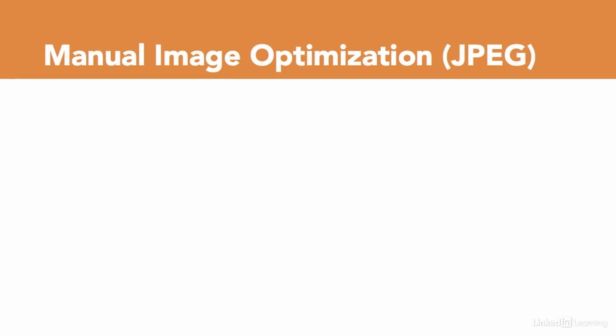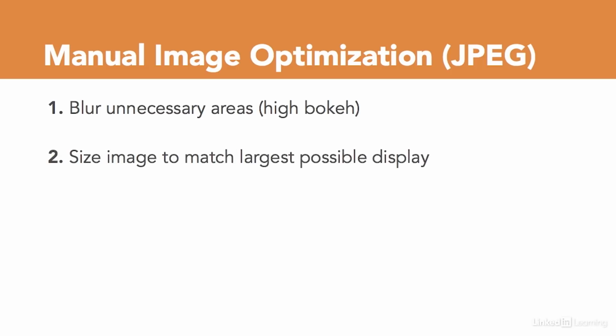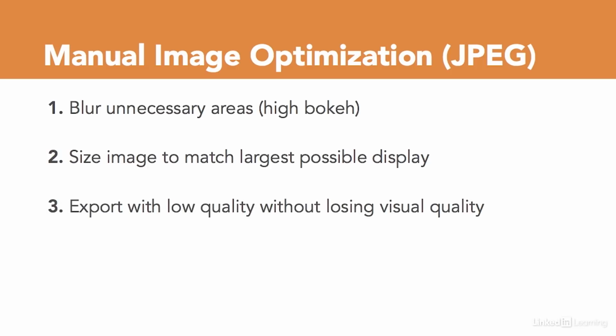For manual image optimization of JPEGs in particular, you can go through a 4-step process. First, blur unnecessary areas by introducing high bokeh or shallow depth of field, and make sure that unnecessary components are removed from the image to make it as uncomplex as possible. Next, size the image to match the largest possible area it will be displayed in on the final site. Here you also have to take into account high-resolution displays, so you have to size it for 2x, 3x, and maybe even 4x displays. Third, export the image with as low quality as possible as long as you are not losing visual acuity or quality. This can be done using Photoshop's Export Manager, where you can toggle the quality output and see what happens when you reduce the quality. Just keep in mind, if you reduce the quality enough in an image, it will look really crusty, so you have to slide that bar for each individual image.